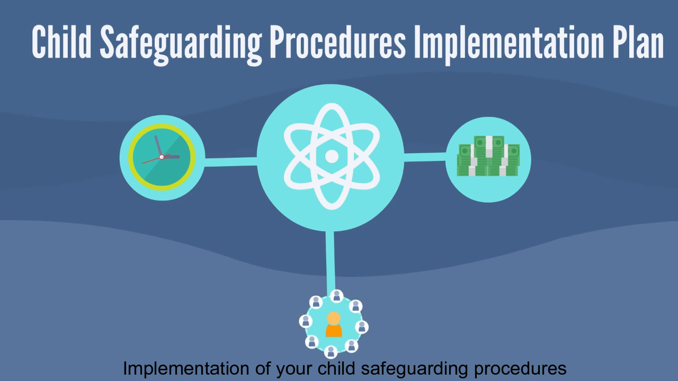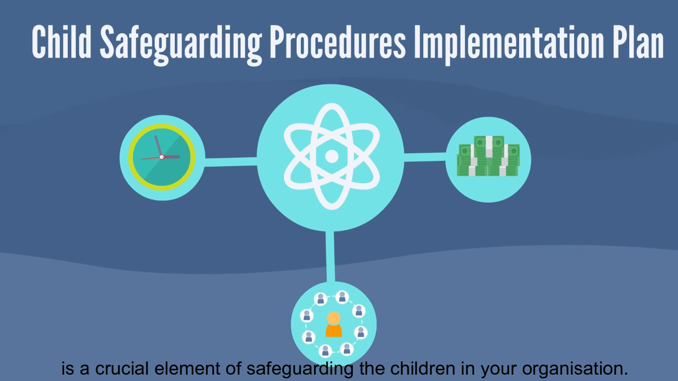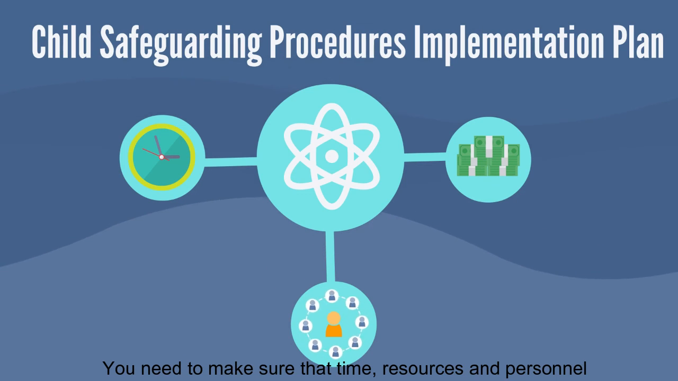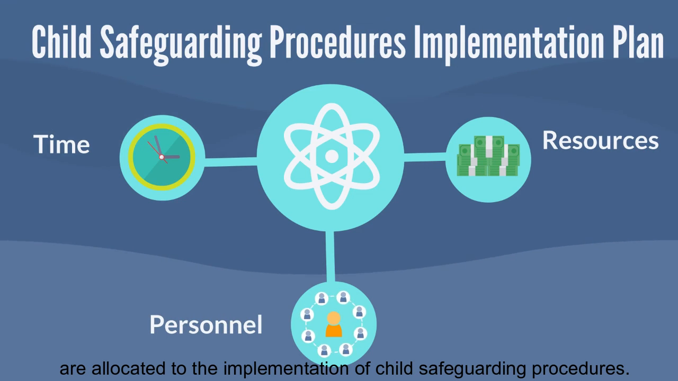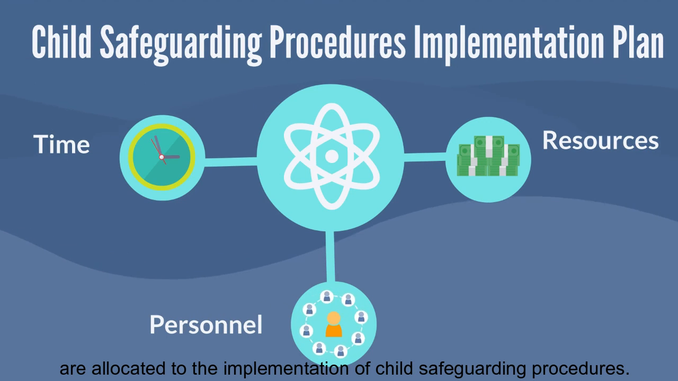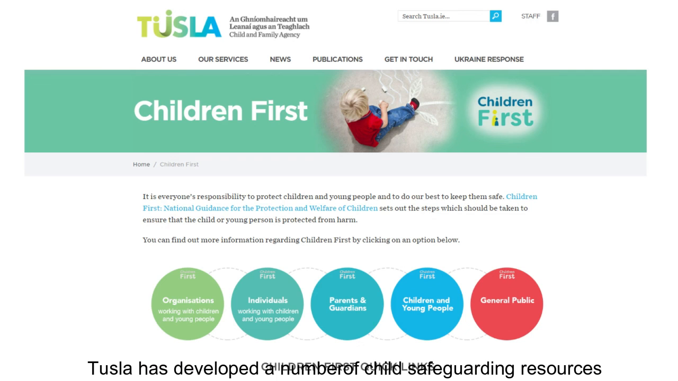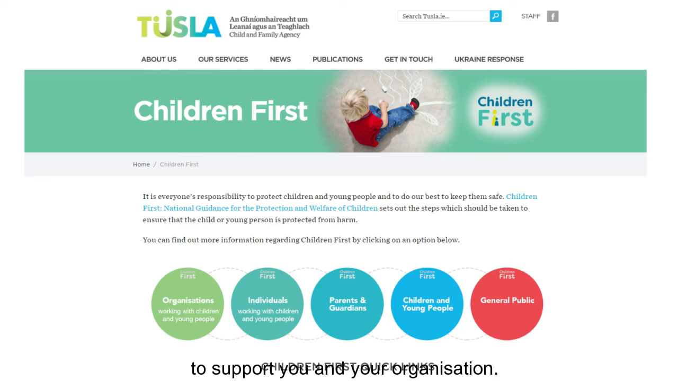Implementation of your child safeguarding procedures is a crucial element of safeguarding the children in your organisation. You need to make sure that time, resources, and personnel are allocated to the implementation of child safeguarding procedures. TUSLA has developed a number of child safeguarding resources to support you and your organisation.